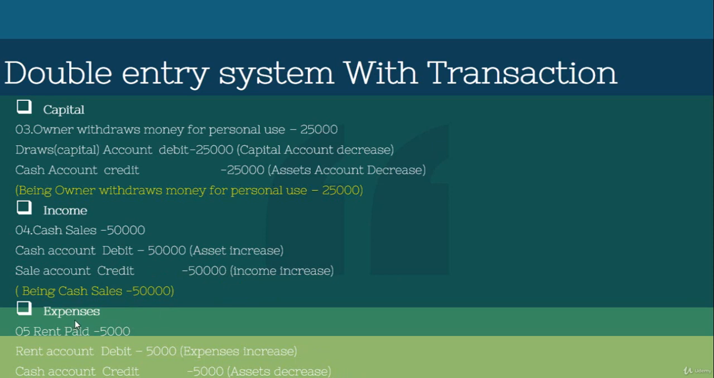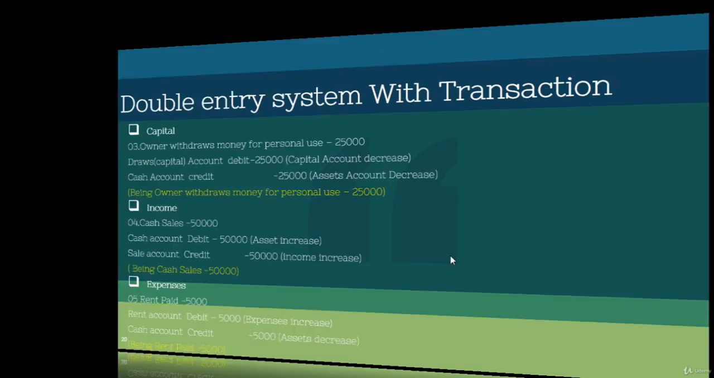The next one is expenses. The transaction is rent paid 5,000. In this transaction cash decreases, which means assets decrease, and rent is an expense, so expenses increase. Expenses increase is a debit, and asset decrease is a credit. So rent account debit 5,000 and cash account credit 5,000. The narration is rent paid.